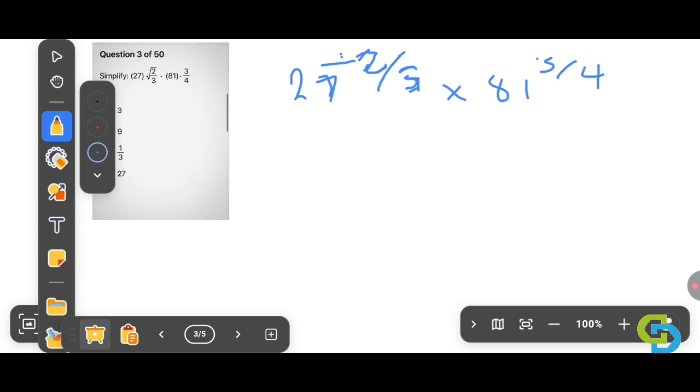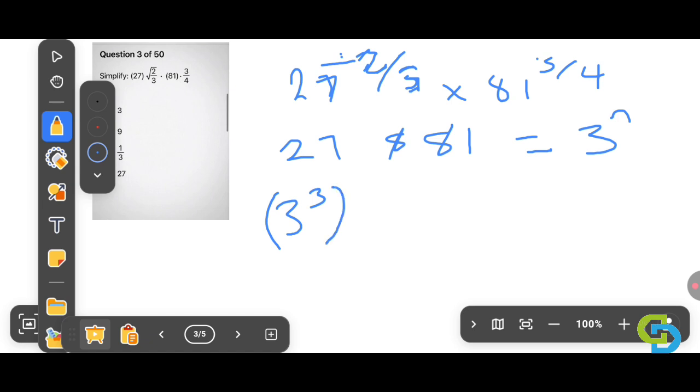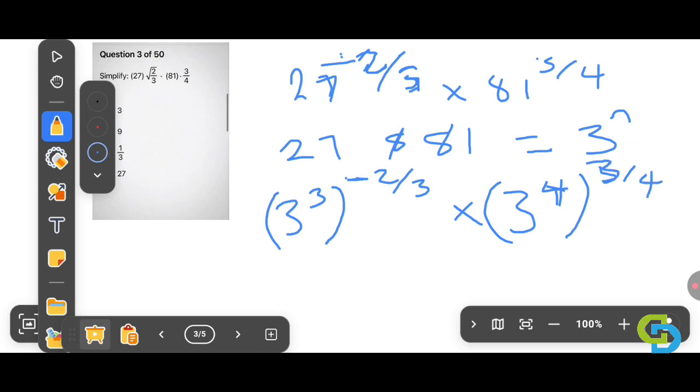Now to solve this question is also very easy. Remember this is 27 and this is 81. These two can be represented as powers of 3. So 3 times 3 times 3 gives us 27, so we can say 3 raised to the power 3, then raised to the power minus 2 over 3, times 81, which is 3 raised to the power 4, raised to the power 3 over 4.